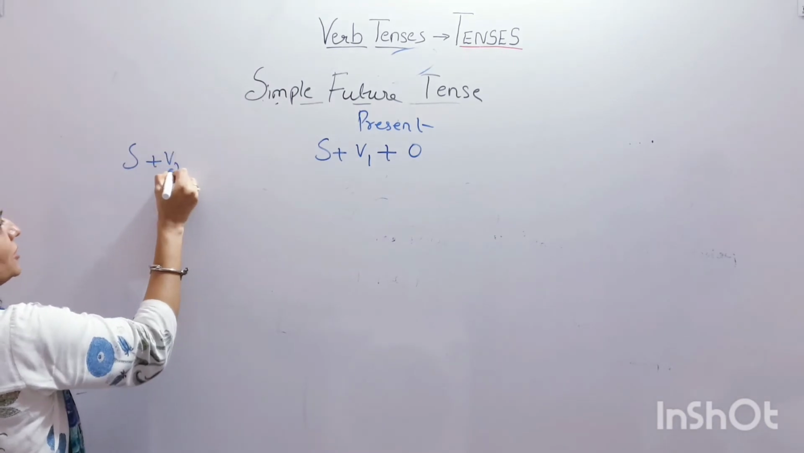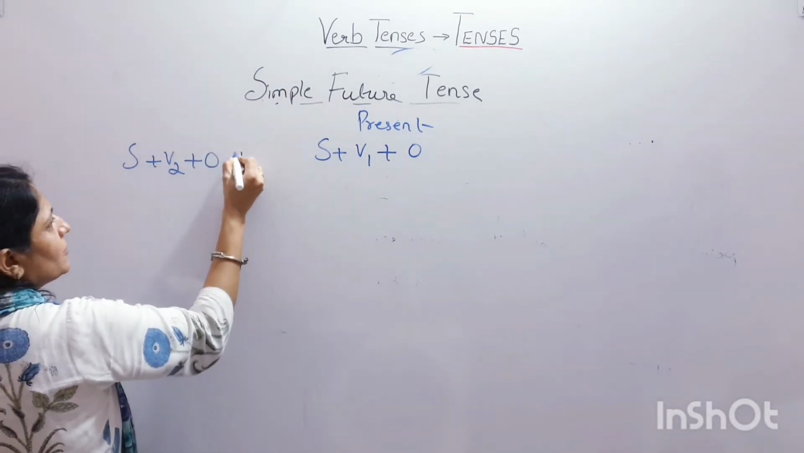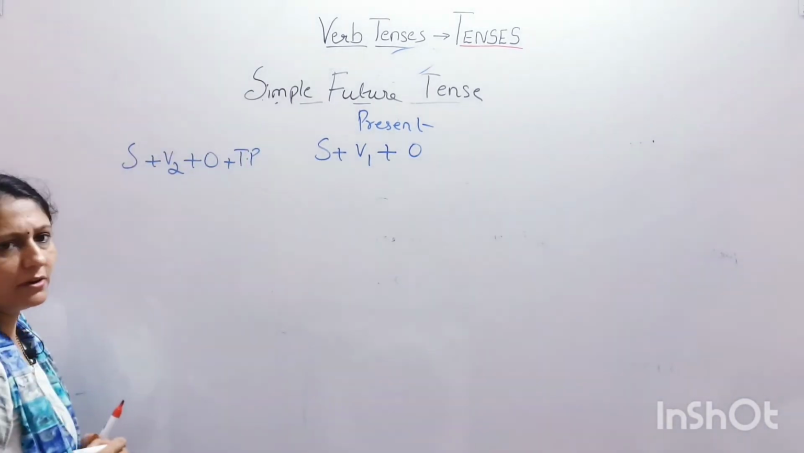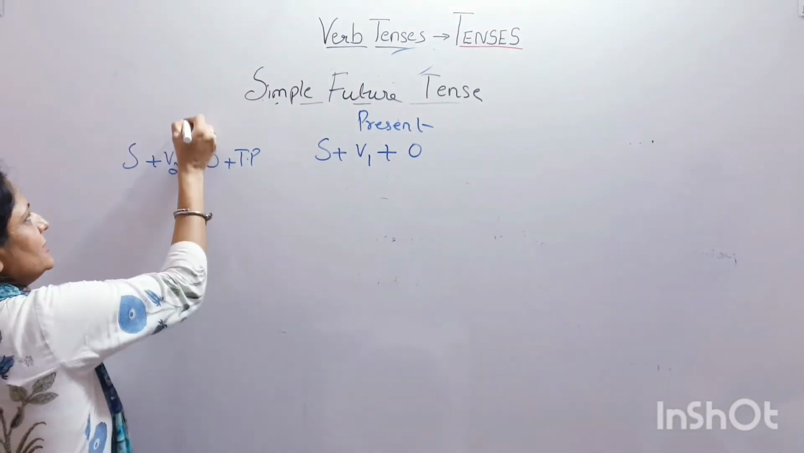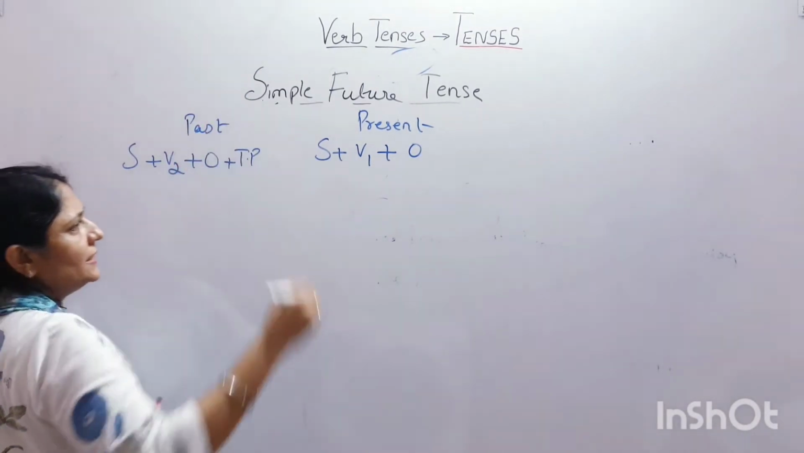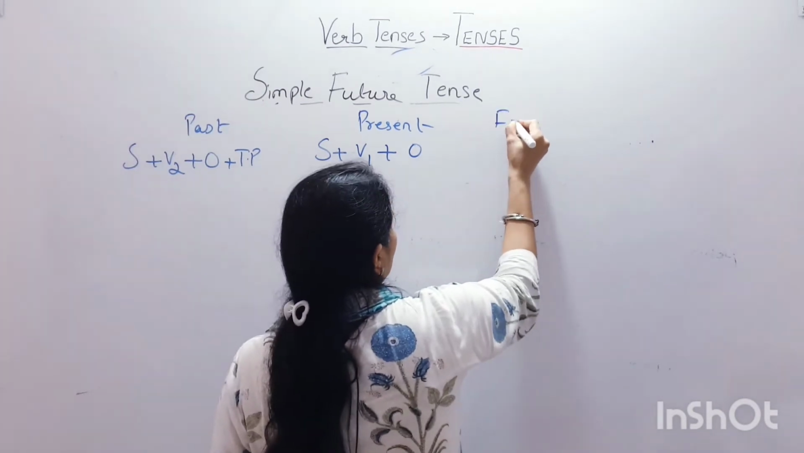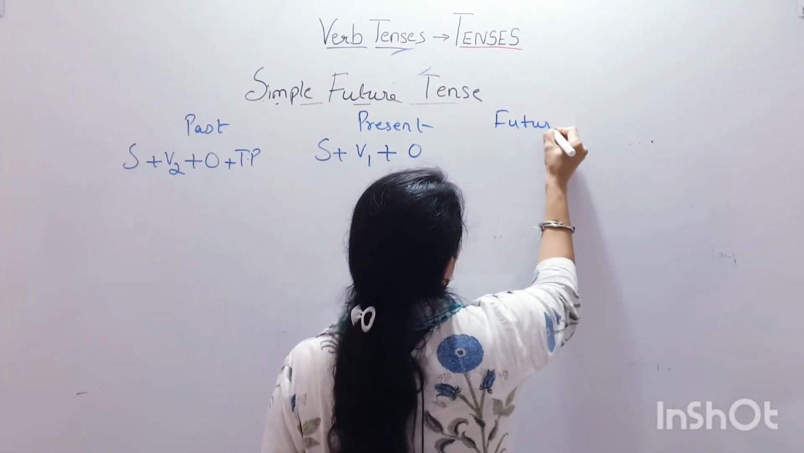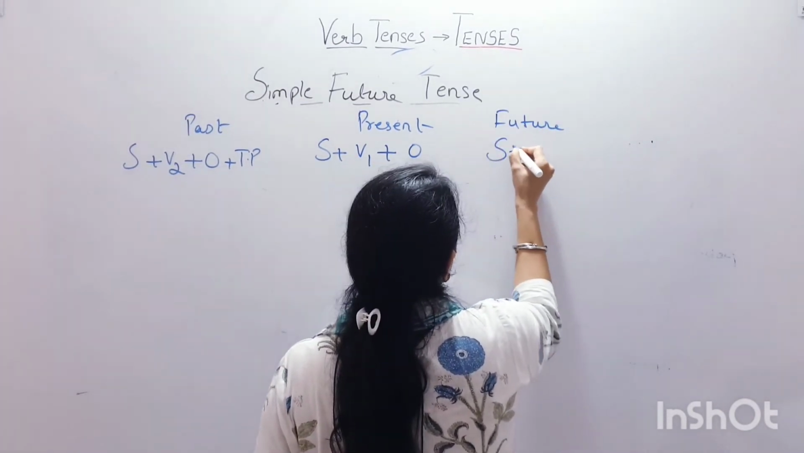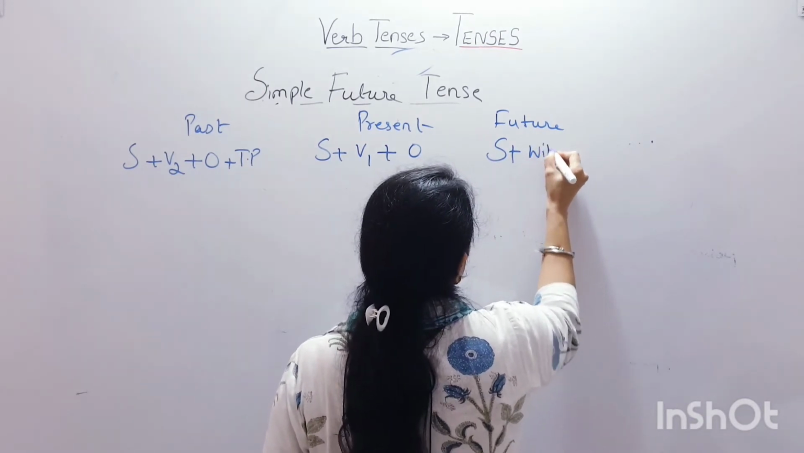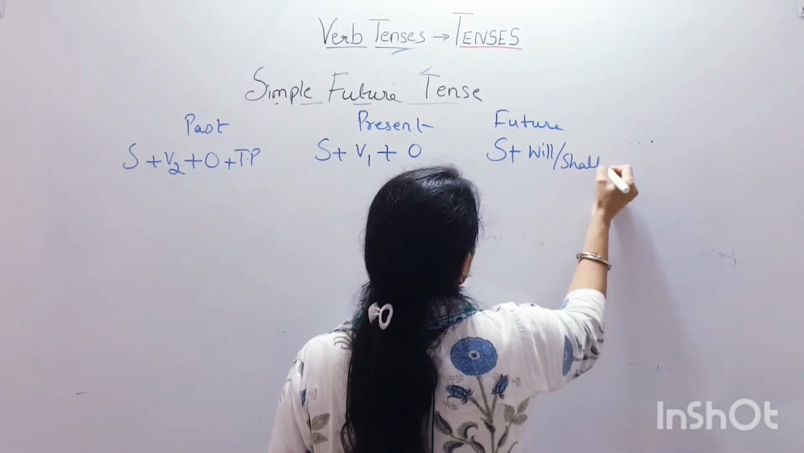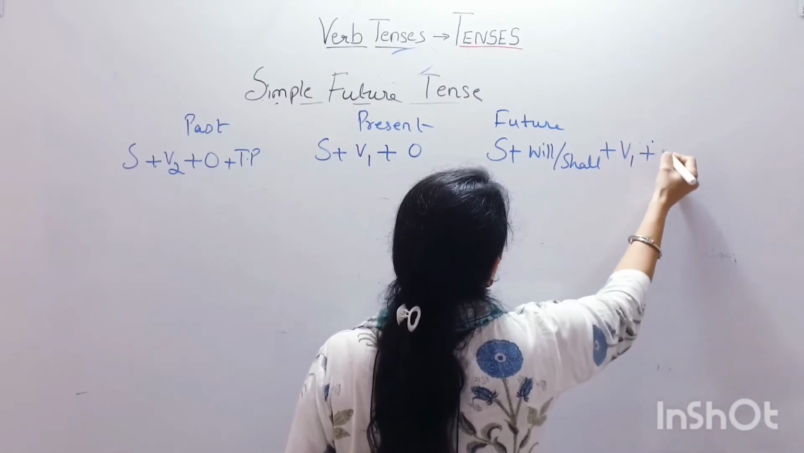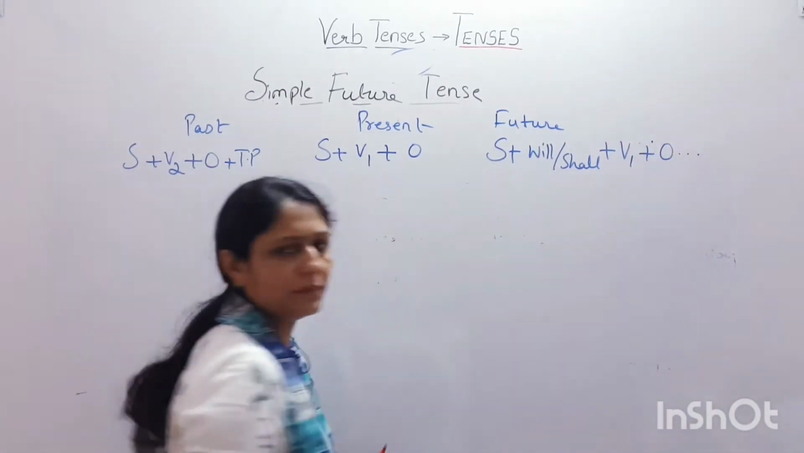Subject plus V2 plus object plus TP. TP here means the time phrase. This formula is used in the past tense. And let's take an example of future tense. The formula here will be subject plus will plus shall plus V1 plus object, and the time is optional.